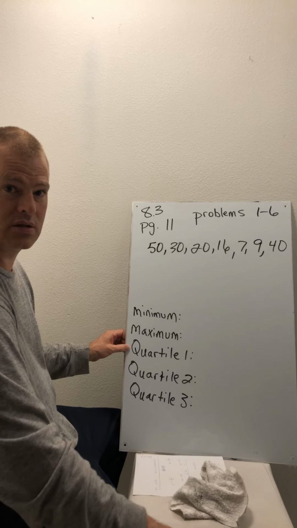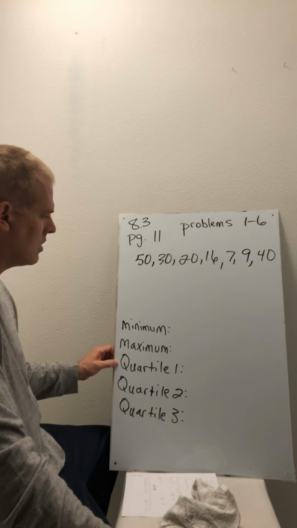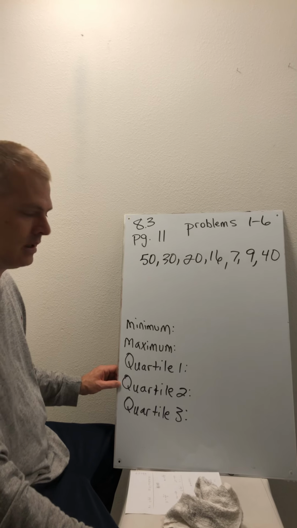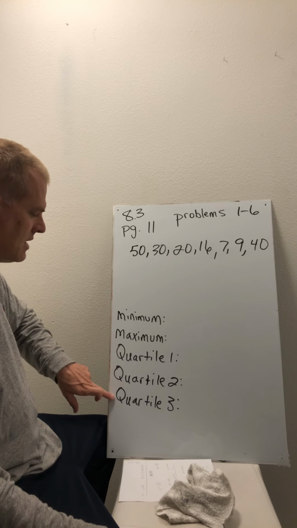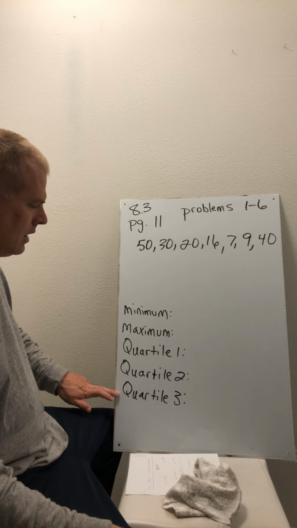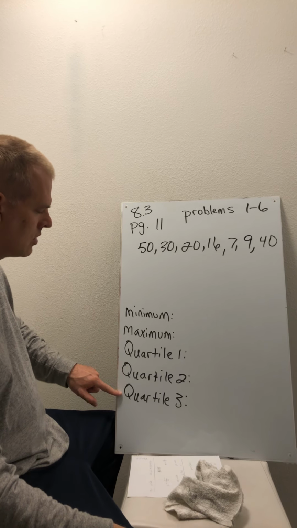Quartile 1 is also called the lower quartile. This one's the upper quartile, and this is also called the median. Okay. So median means middle. This is my first one, this is my second one. On your paper it says Q1, Q2, and Q3. Okay, so again, minimum, maximum, quartile 1, quartile 2, quartile 3.